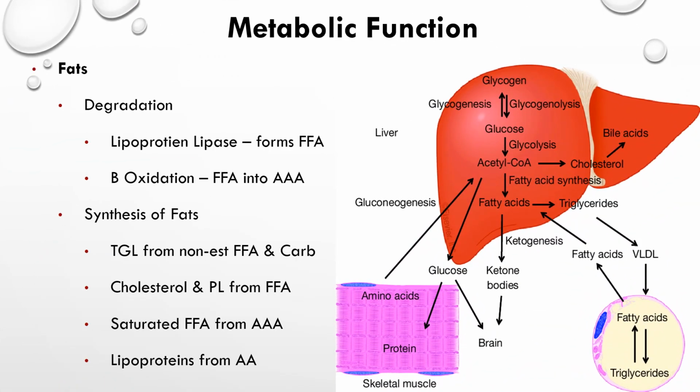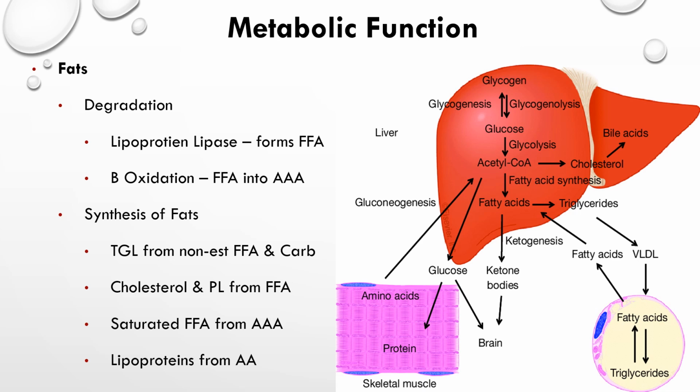Moving on to the fat, degradation of fat. The liver contains the enzyme called lipoprotein lipase, which hydrolyzes the triglycerides, cholesterol, and the phospholipids, and forms the free fatty acids. Beta oxidation is the process which oxidizes the fatty acids into acetic acid. This occurs in the mitochondria.